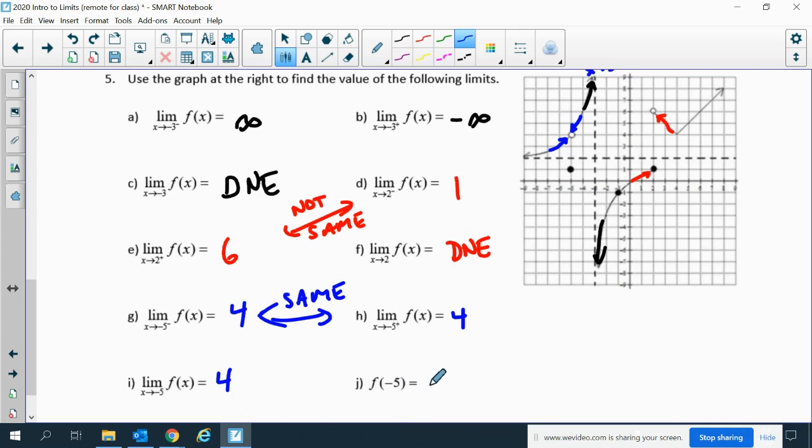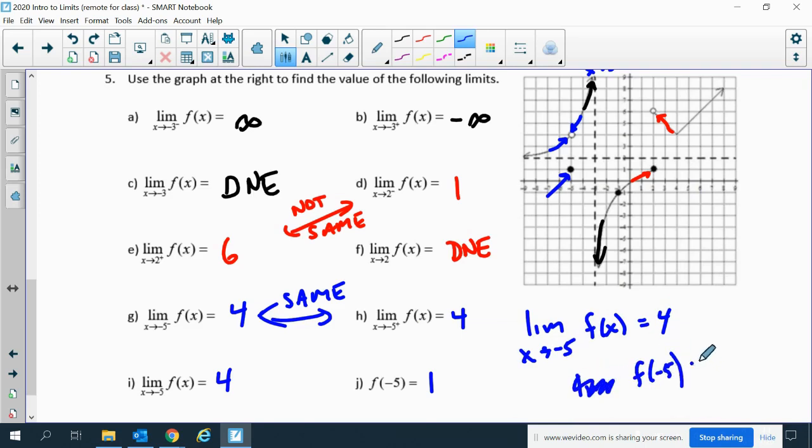Now what's f of negative 5? That does not exist because there's an open, oh, well, actually I lied. It does exist. There's a filled in circle here at 1. So it is possible for the limit as x approaches negative 5 of f of x to be one number, and the value of the function to be another number.